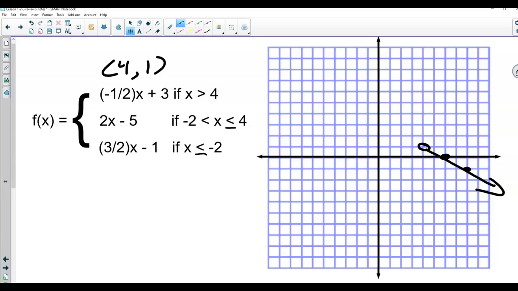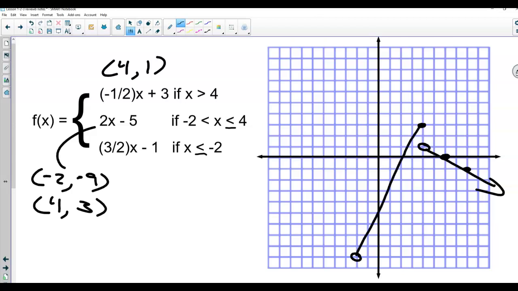My points for the middle, I'll bring it out here. Negative 2 times 2 is negative 4. Negative 4 minus 5 is negative 9. 4 times 2 is 8. 8 minus 5 is 3. So negative 2, negative 9, open dot. 4, 3, closed dot. And we're literally just connecting the 2 points. That middle term is always going to be a finite line segment between 2 points.